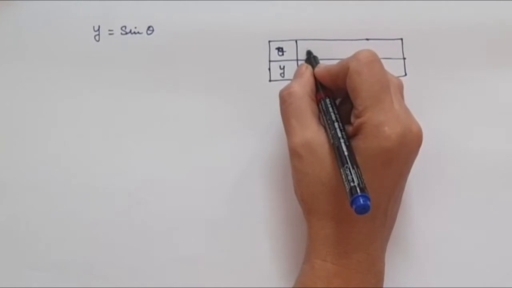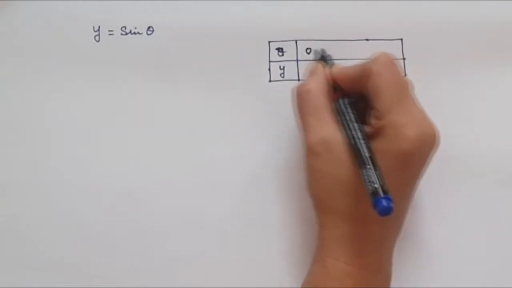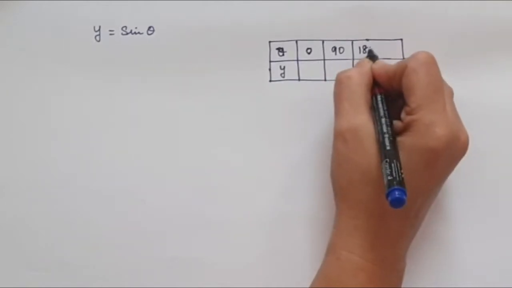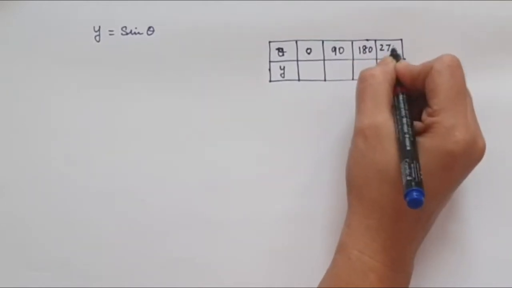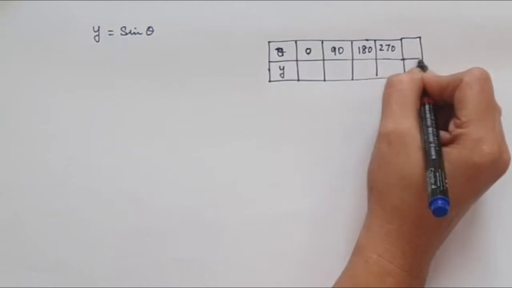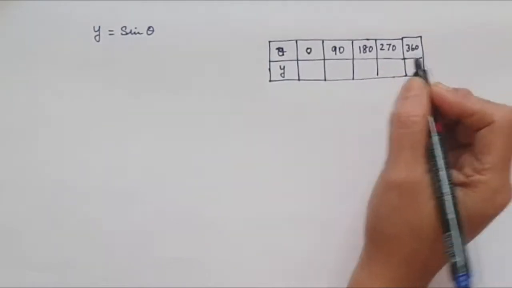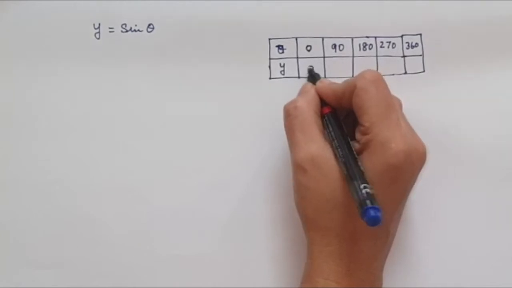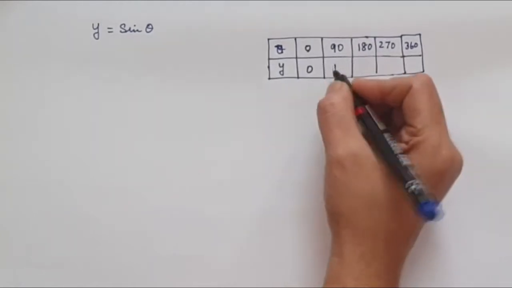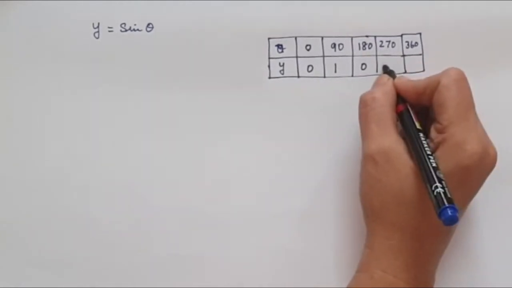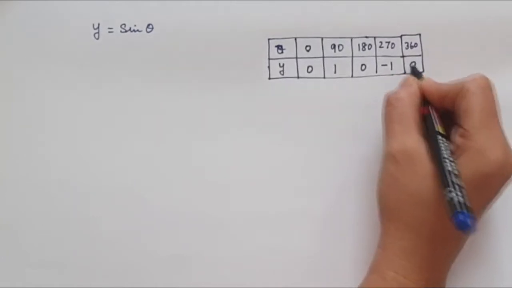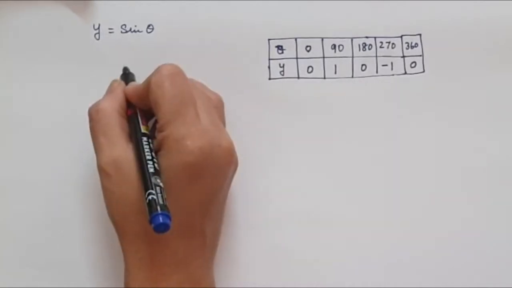So, we'll give all the values 0, 90, 180, 270 and 360. We can use the calculator and find the value for sin 0 is 0. Sin 90 is 1. Sin 180 is 0. Sin 270 is minus 1. Sin 360 is 0.